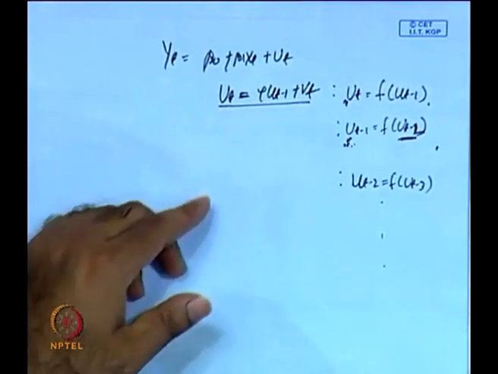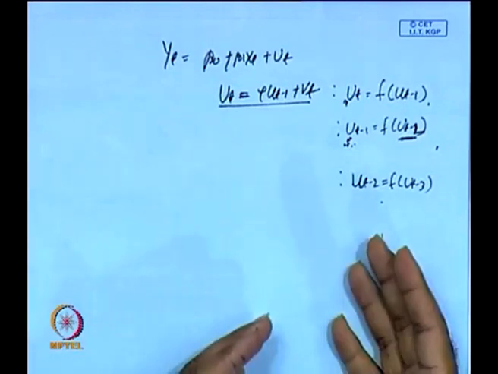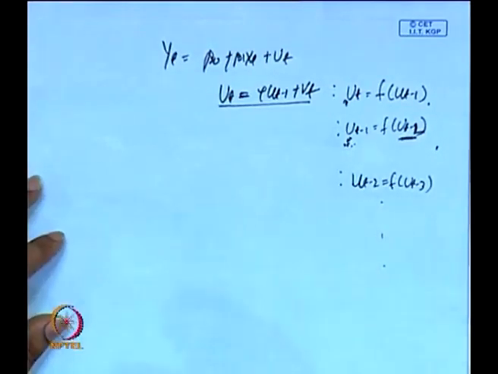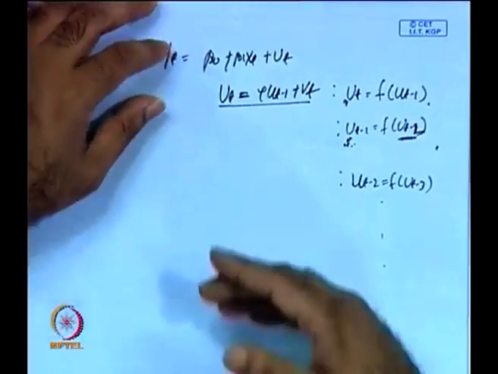So, that means it is supported by another term called the error component vt. That means this error term ut may not depend exactly on its past. It may be because of some other factor also. That has to be taken care of by another error term called vt.